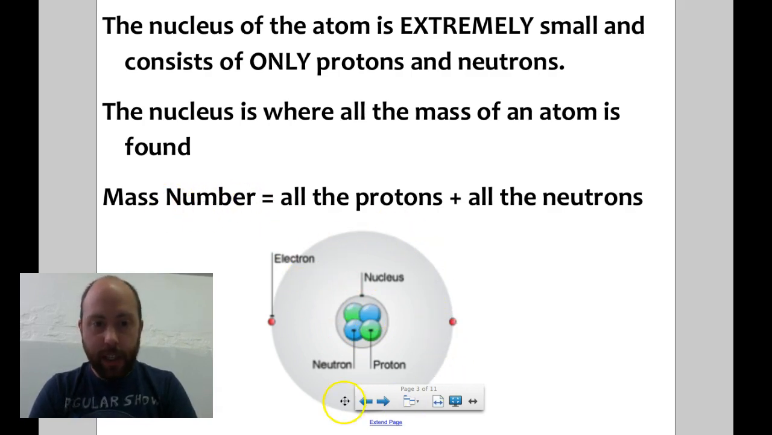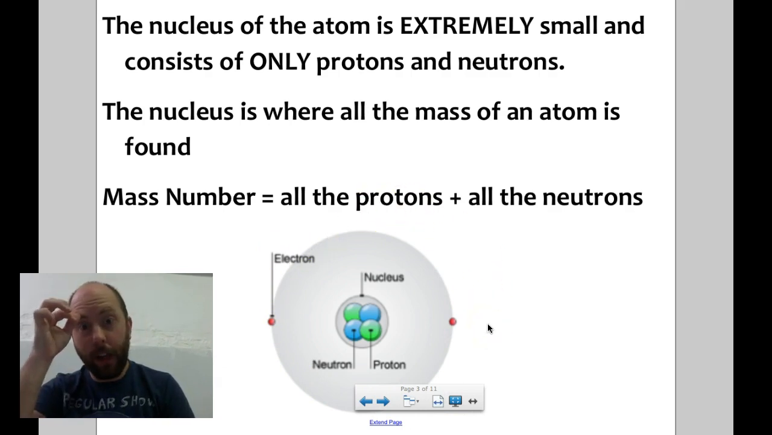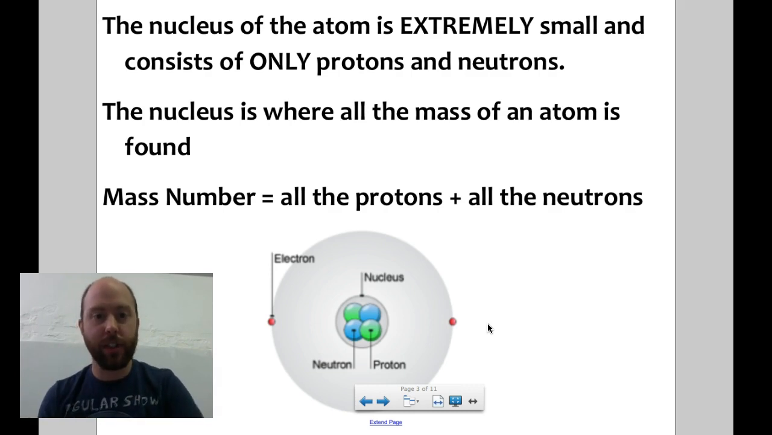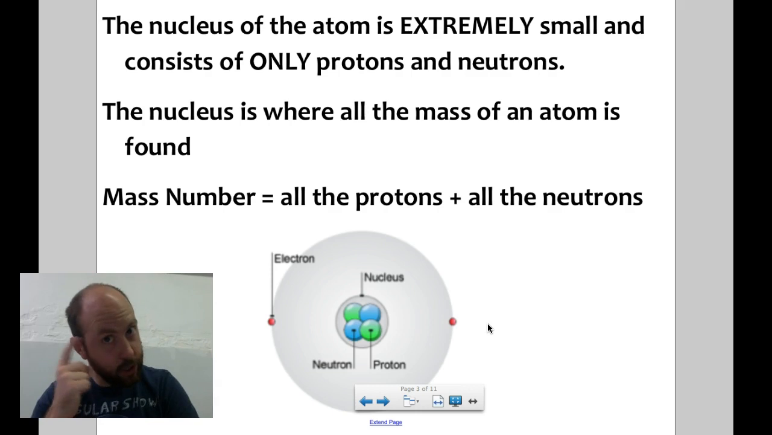Outside the nucleus, spinning technically far away, are the electrons. Electrons spin around the nucleus, super far away from it. We're going to talk later on about how atoms are mostly empty space, but that's not until after school starts, but just so you guys make sure you know this.